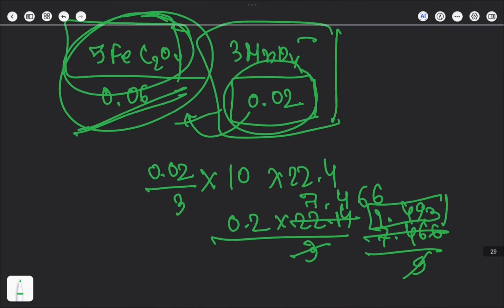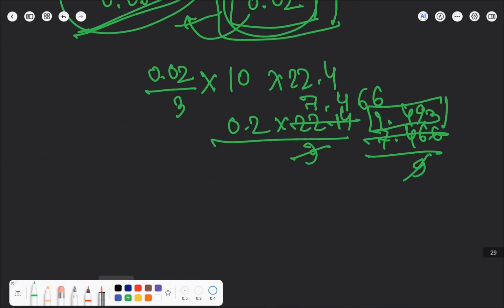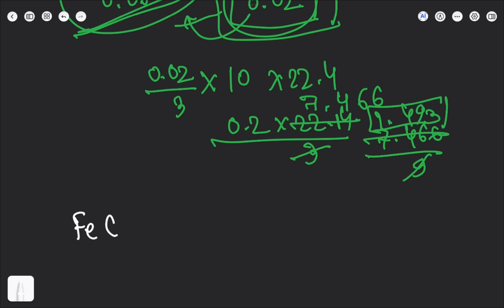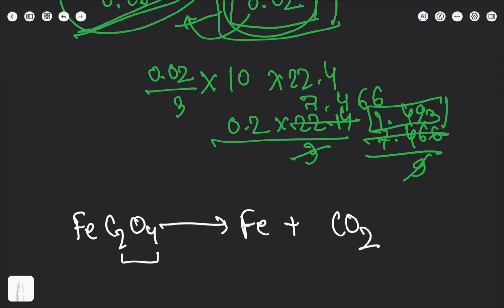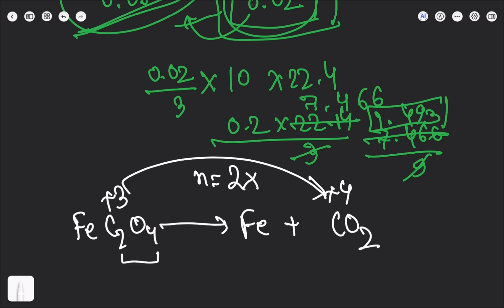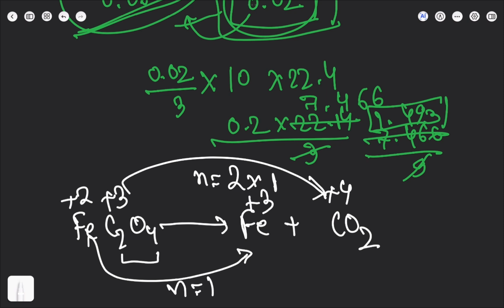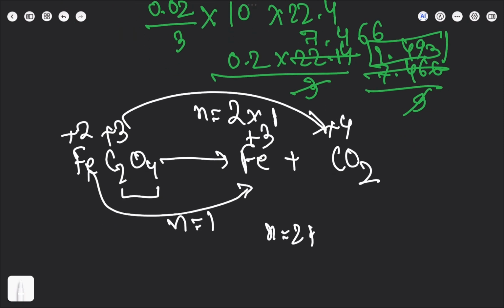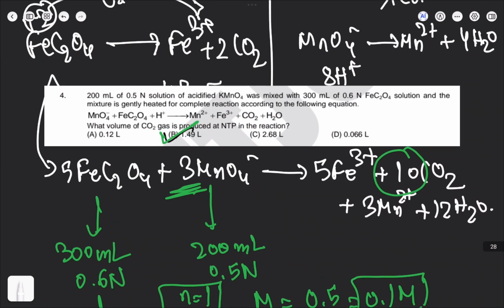The main thing in this question was to find the n factor of the oxidizing part, which can be found this way. You have plus 3 and plus 4. The n factor would be 2 times the change in the oxidation number, and here you have plus 2 to plus 3, n is equal to 1, so the total is 2 plus 1, which is 3. This would be the answer.